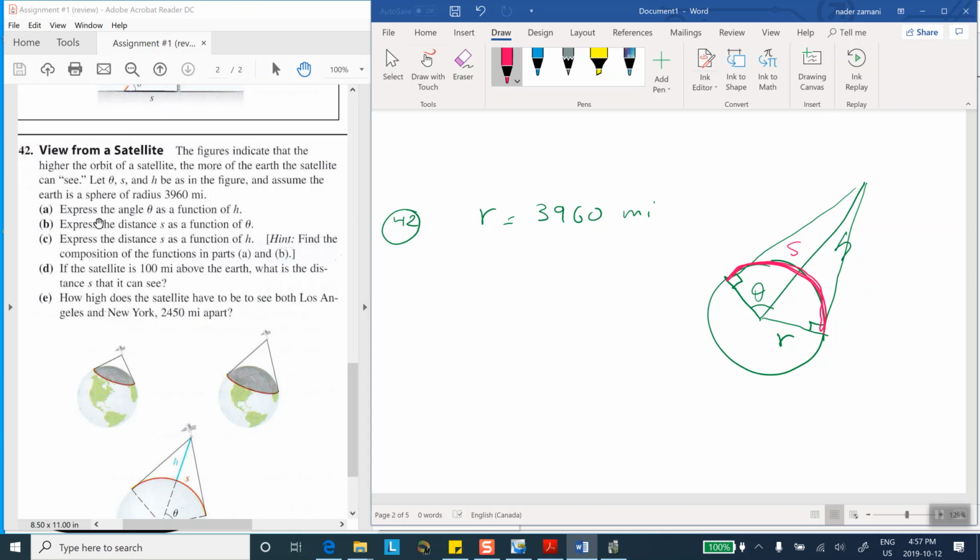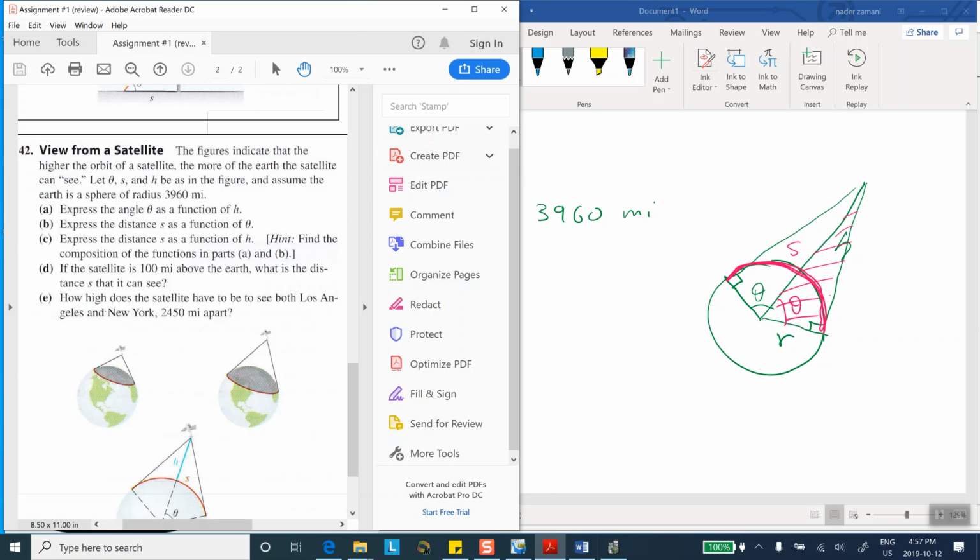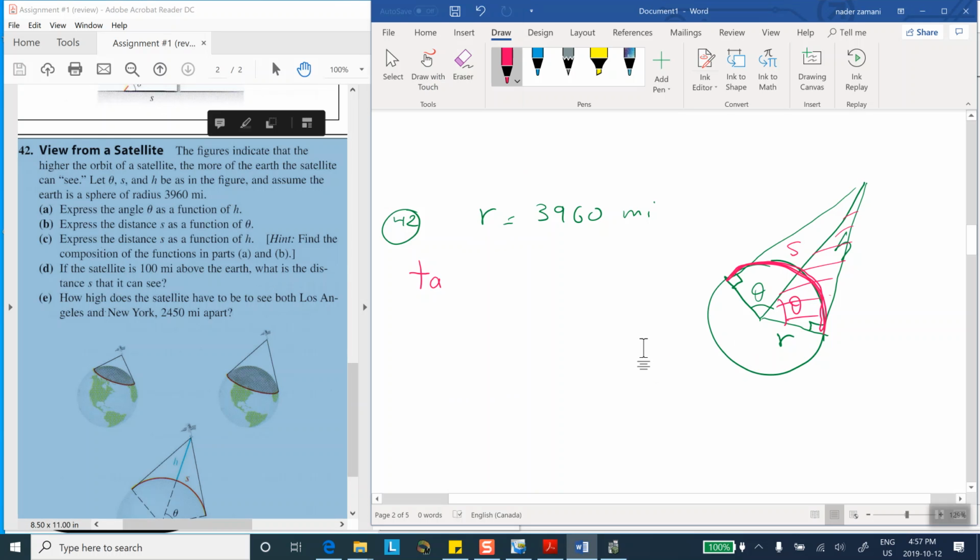Let's see what it says. Express the angle theta as a function of h. So if you look at this right triangle, in it this angle is theta. We have tangent of theta. What do I do actually? Instead of tangent, let me try a different trick.